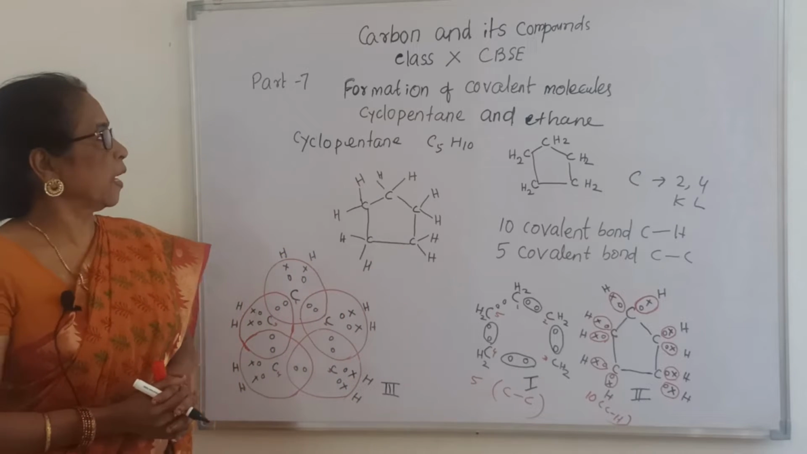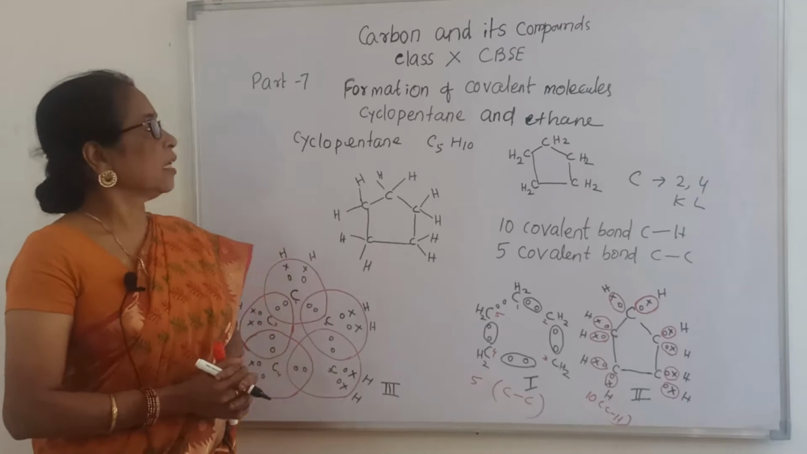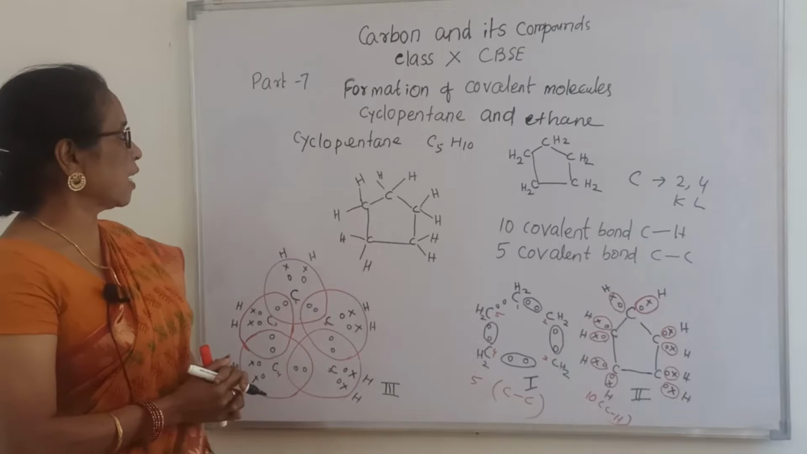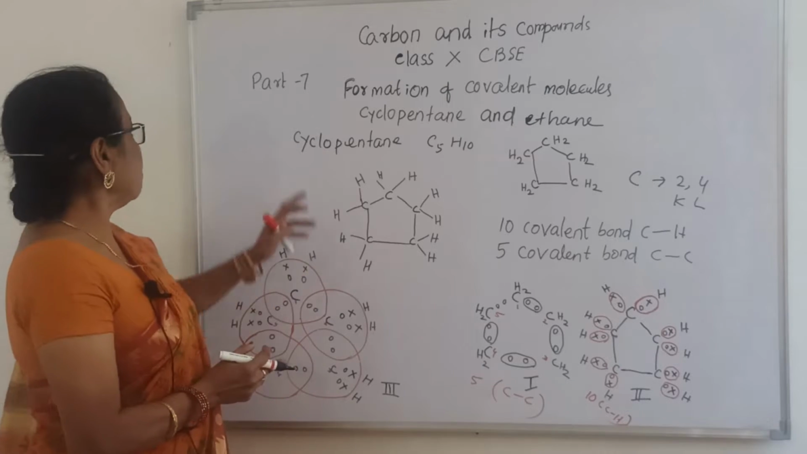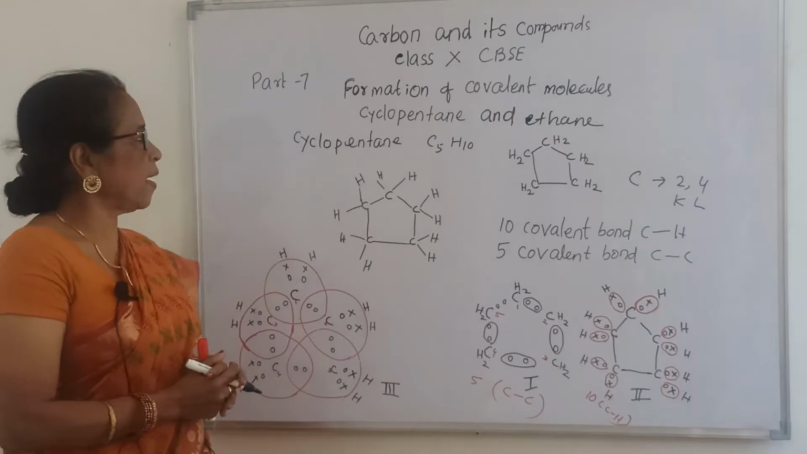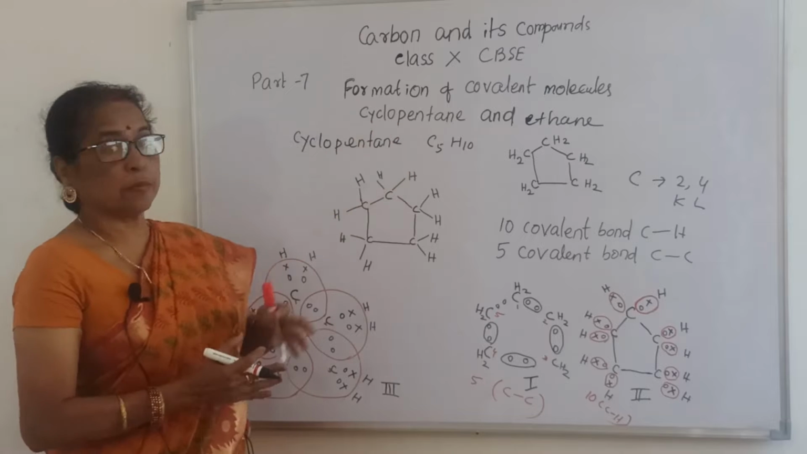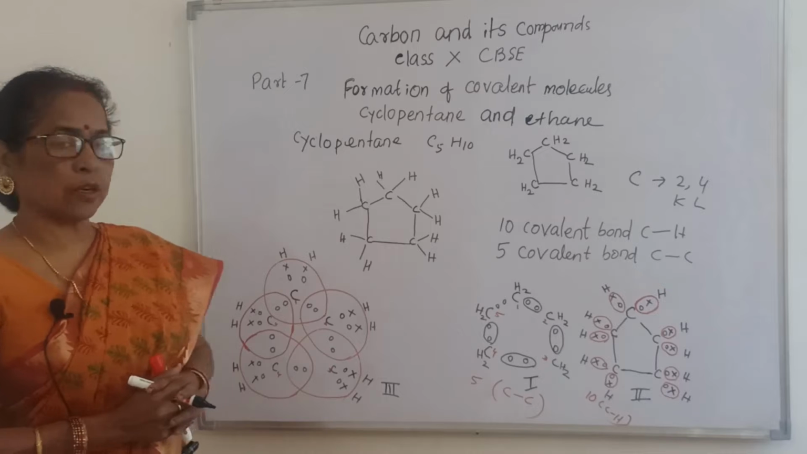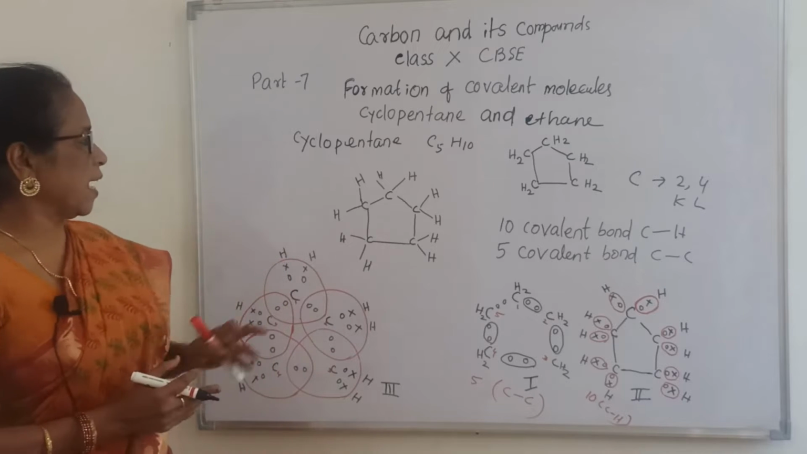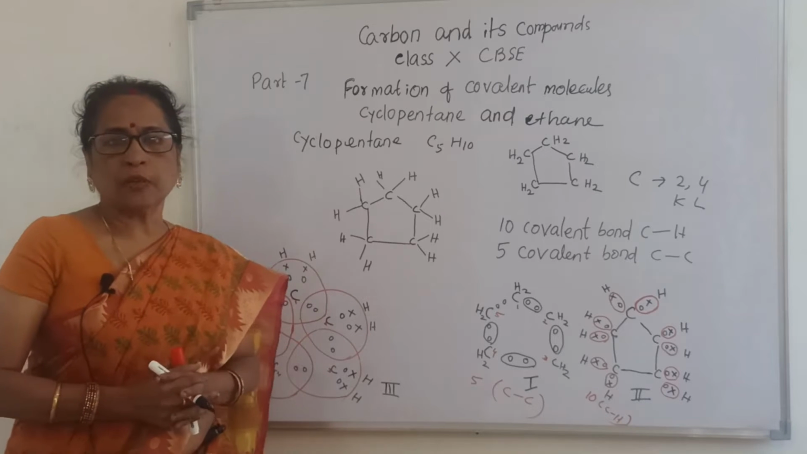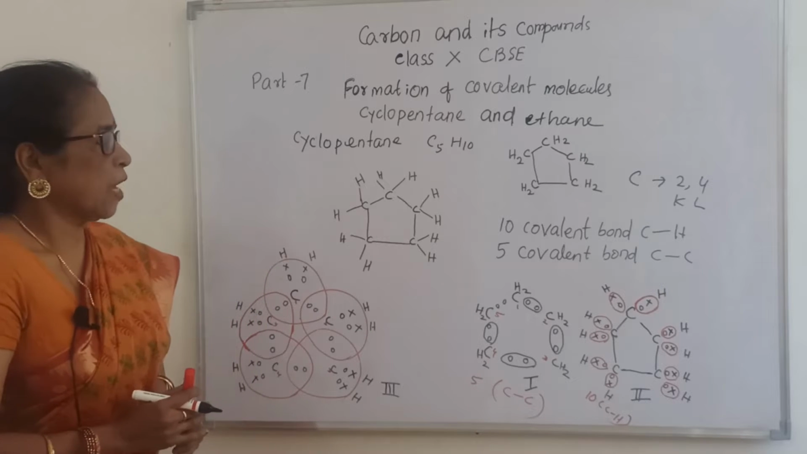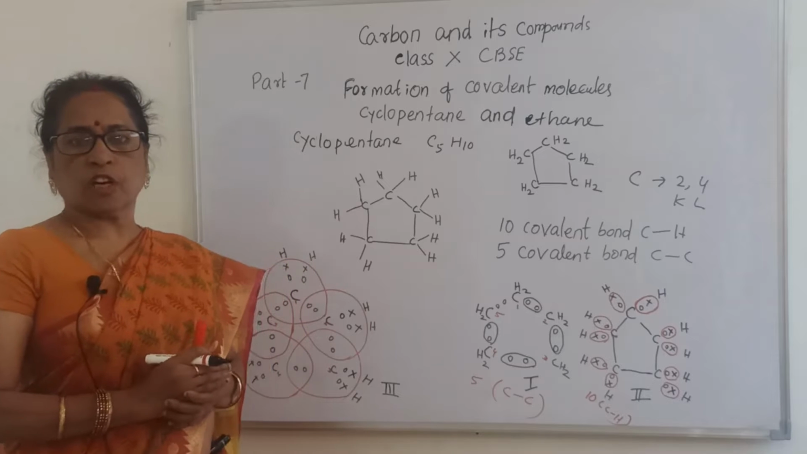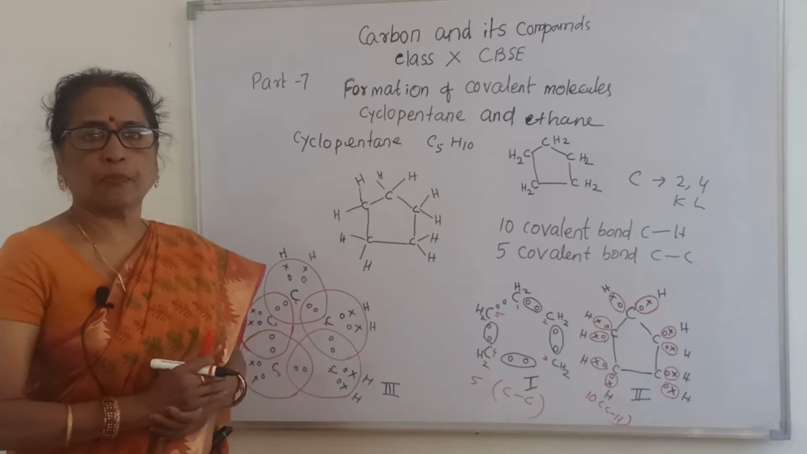Now I want to explain for class 10th the formation of covalent molecules, here cyclopentane and ethane. In part 6 I also explained the formation of covalent bonds in cyclopentane, but I hope it may confuse you. That is why, again in part 7, I want to explain step by step how you can easily draw the electron dot structure for cyclopentane.